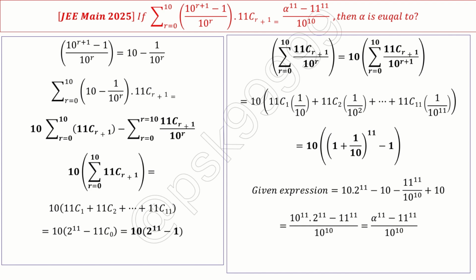So from this I can easily say alpha is equal to 10. Sorry, alpha is equal to 20, because 2 is there, 2^11 and 10^11, which is 20^11, correct? So alpha is nothing but 20. Okay, in a similar way we have solved this problem also, same as the previous one. Okay, next.